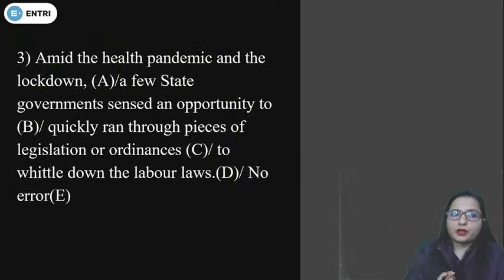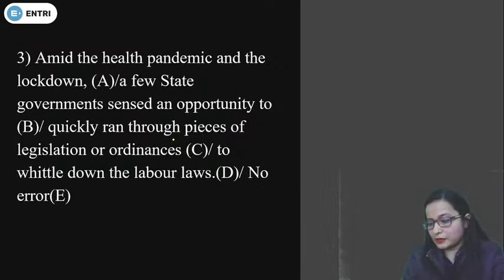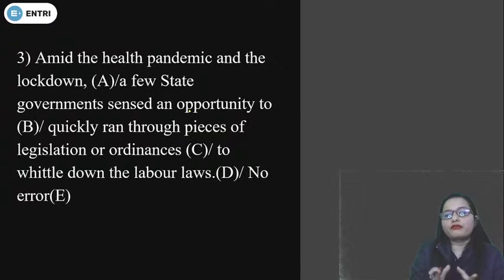Now the next question: amid the health pandemic and the lockdown, a few state governments sensed an opportunity to quickly ran through pieces of legislation or ordinances to whittle down the labor laws. Now, amid the health pandemic and lockdown, a few state governments sensed an opportunity. Can you find any kind of problem till here? No, the sentence is perfectly fine.